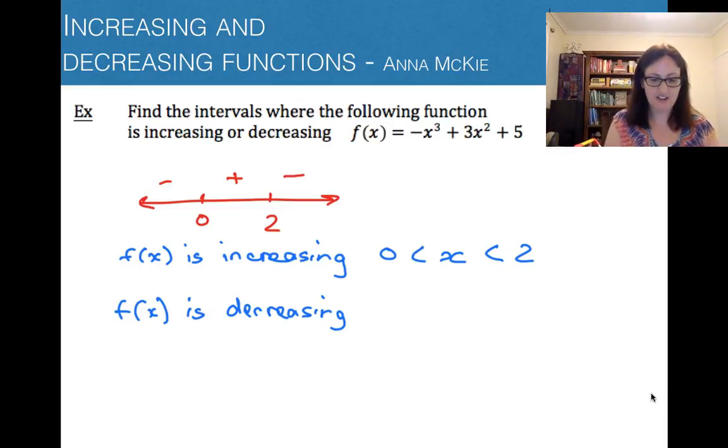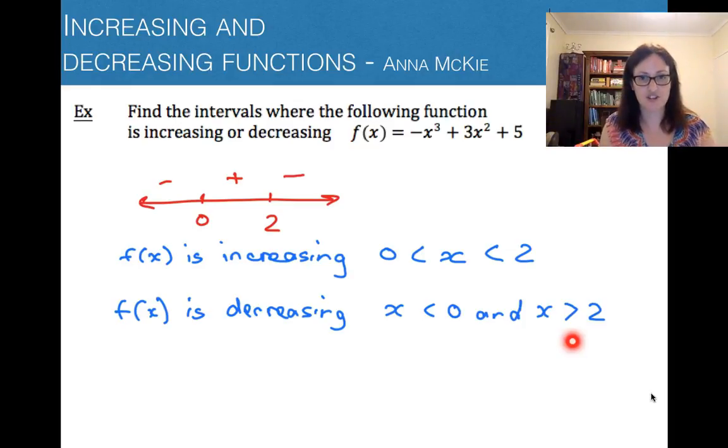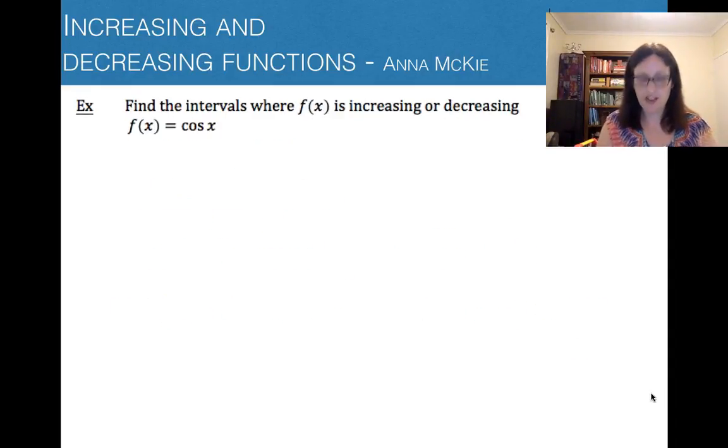And decreasing for x for values less than 0 and for values greater than 2. So writing that with interval notation, for x less than 0 and for x greater than 2. So that's how we answer these types of questions. We've got one more, a trig question. Now these will be right at the end of all the work that you're doing, but I wanted to show it to you now. So for cos x, to work out where it's increasing or decreasing, we need the derivative.